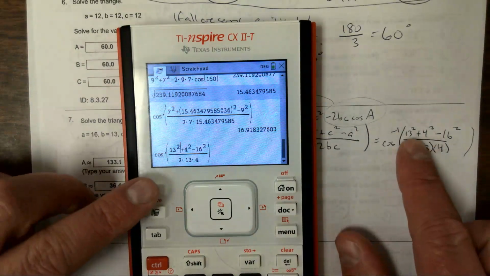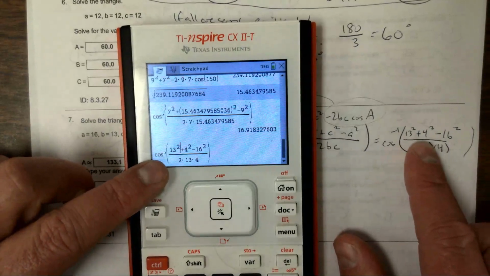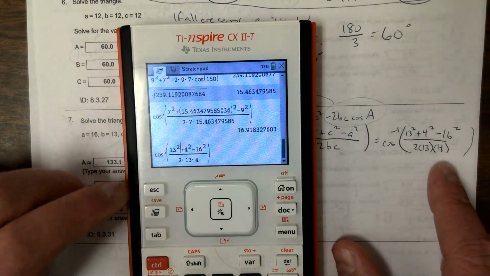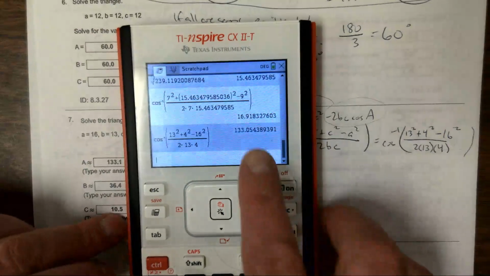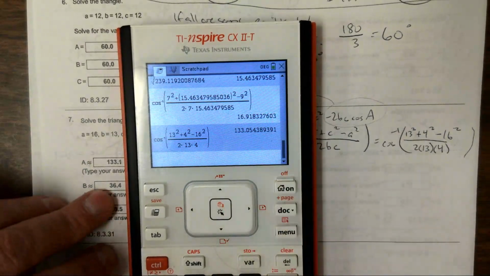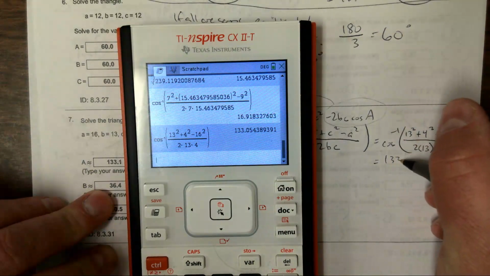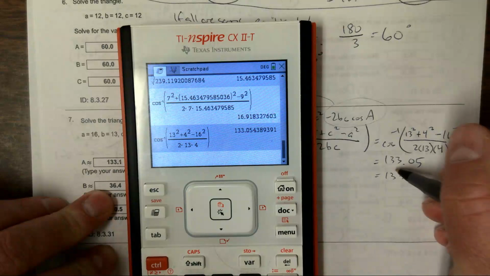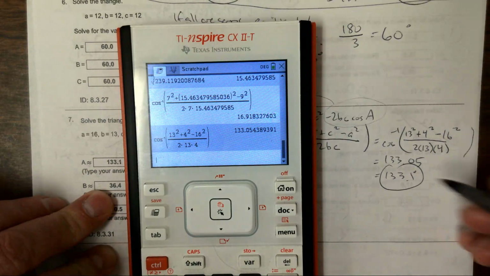Okay, let's double check. 13 squared plus 4 squared minus 16 squared over 2 times 13 times 4. Okay, that's right. So then we get 133.05, and so that's 133.1. That's your degrees.